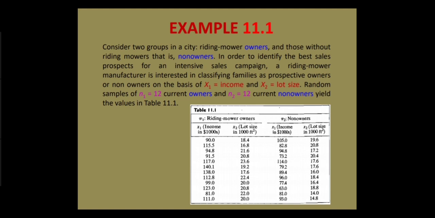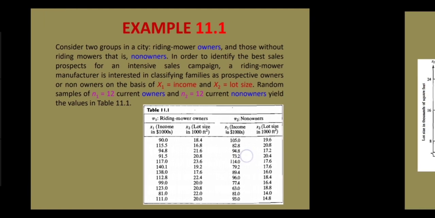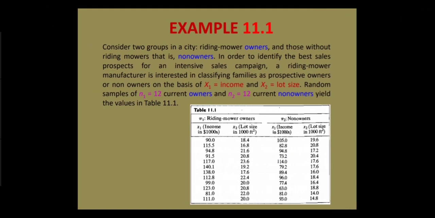Okay, we can see here from the information given, we know that we have two populations, or two groups, owners and non-owners of the riding mowers, and then we have two variables, which are income and lot size. Okay, in the chapter on discrimination and classification, the populations are denoted as pi 1 and pi 2.